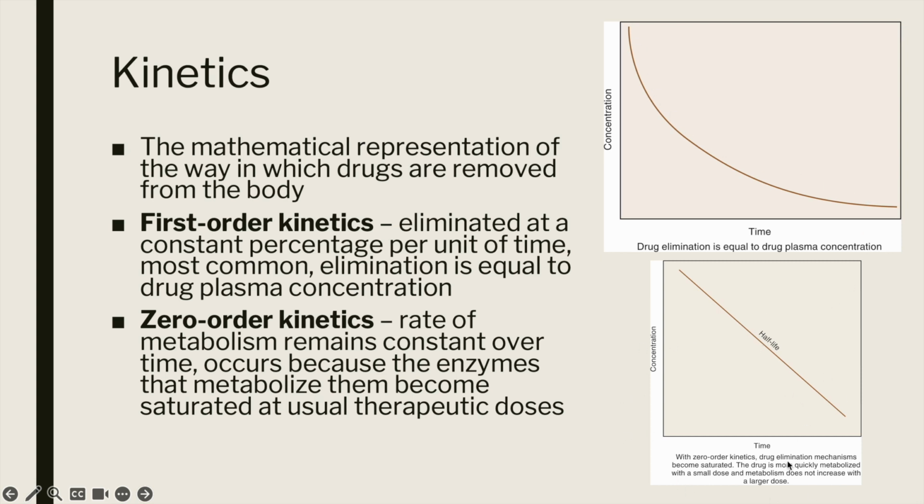Zero order kinetics, which is this bottom graph here, means that the rate of metabolism is going to remain constant over time. The reason this occurs is because the enzymes that are metabolizing the drug become saturated at a usual therapeutic dose. Again, first order kinetics is the usual way that drugs are removed, the usual curve that we're going to see. Zero order kinetics is less likely, but it happens because those enzymes are becoming saturated at a therapeutic dose.